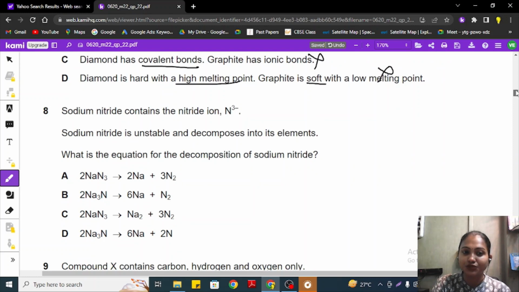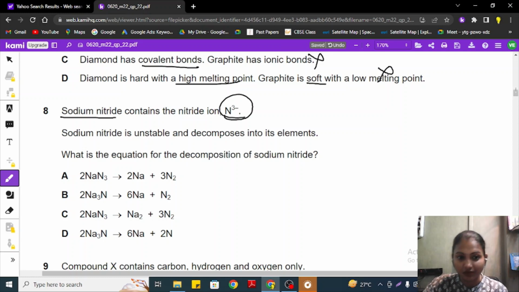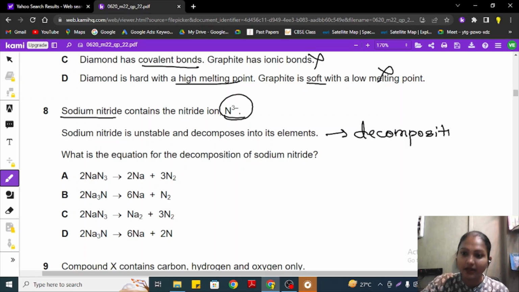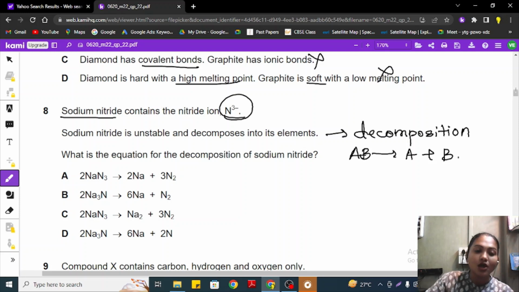Moving to the next question. Sodium nitride contains the nitride ion. The valency is given as N3-. Sodium nitride is unstable and decomposes into elements. So definitely it's a decomposition reaction, where there is one reactant and two products are formed. AB is breaking down into A and B. That is a general chemical equation. So what is the equation for the decomposition of sodium nitride?